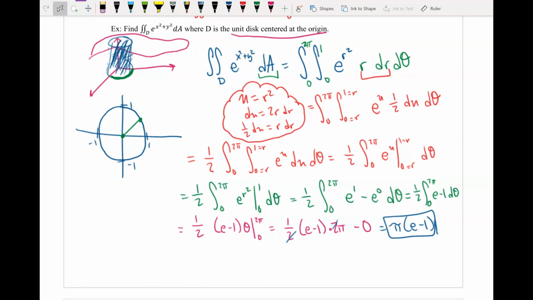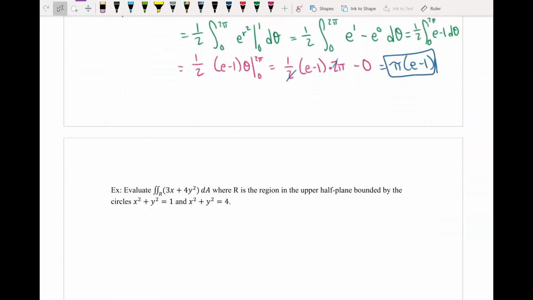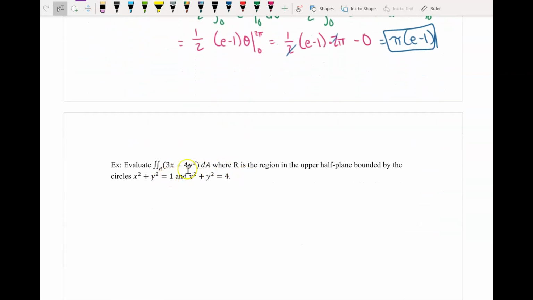All right. So later on in class, we will do some more complicated ones where you have 2 circles and you want to look at this annular region. So we will do that in class.